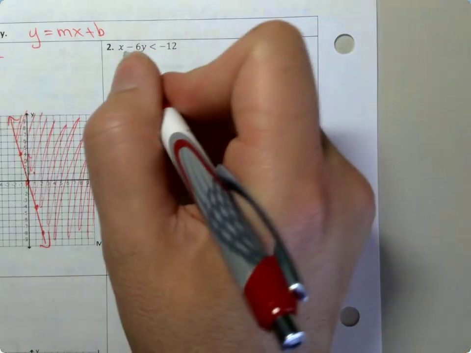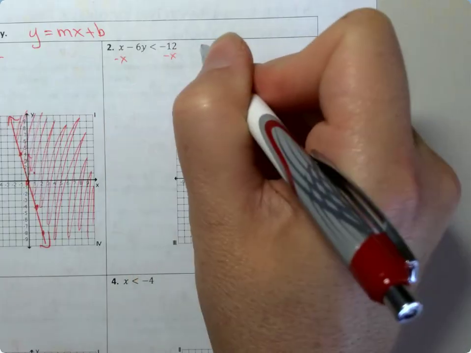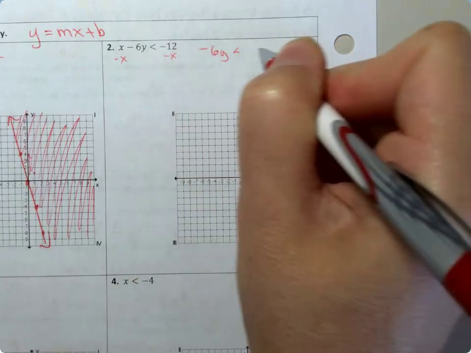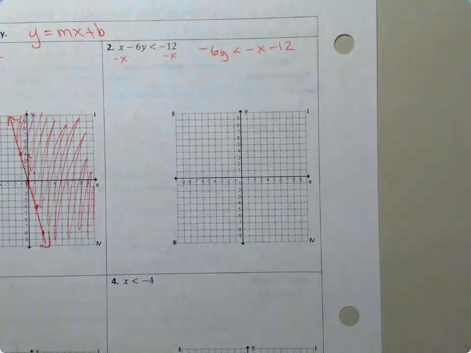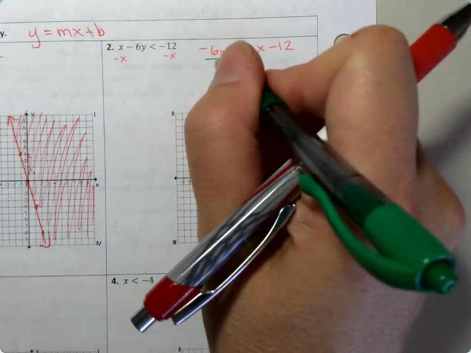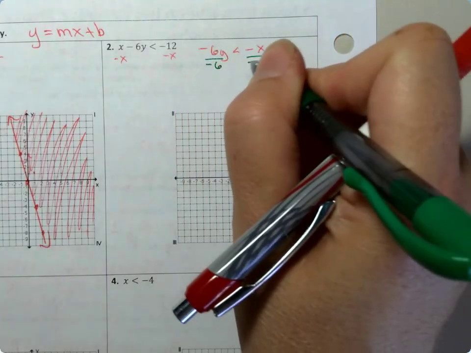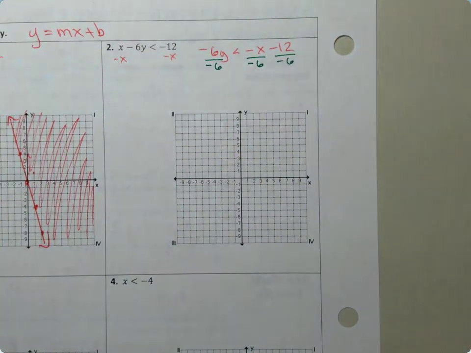So I need to solve for y. I'm going to subtract x, and I get -6y is less than, I'm going to put it in order, -x minus 12, but you don't have to. And then what am I doing now? Dividing by -6.